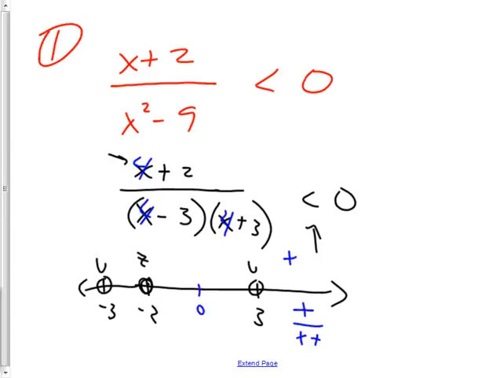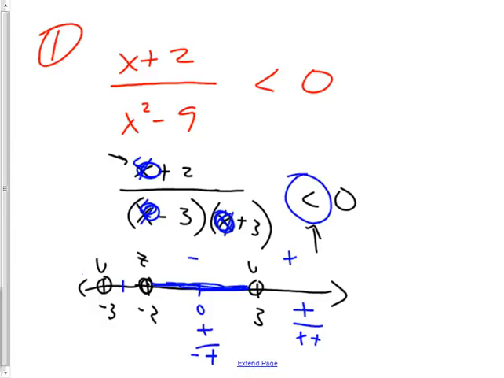Next, I test 0, and I see, does that give me positive or negative? 2 over negative, positive over negative, positive. Positive over negative, positive. What's that going to come out to? Negative. There's only one negative. Negative. And that's the zone that works, because I wanted things less than 0. So shade in here.